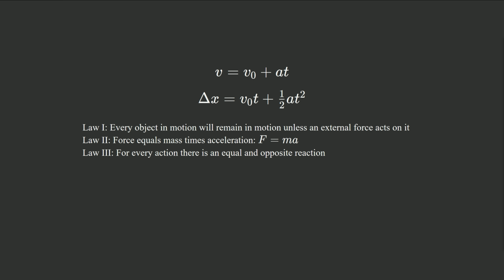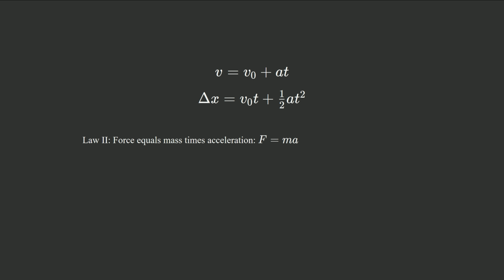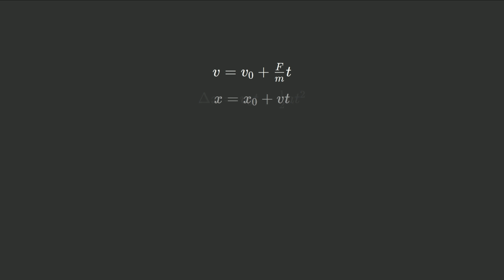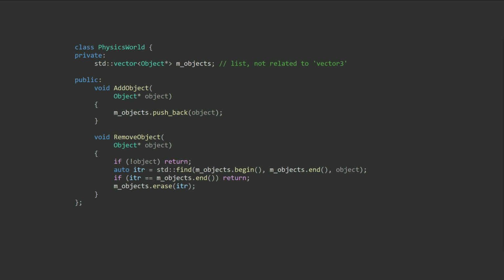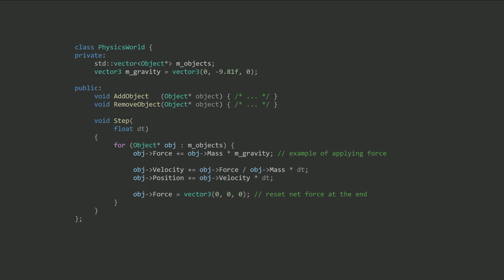We can give ourselves more control by using Newton's second law, subbing out acceleration, leaving us with this formula for the velocity. We'll use this struct to store the object info for now. We need a way to keep track of the objects we want to update. A classic approach is to have a physics world with a list of objects, and a step function that loops over each one.